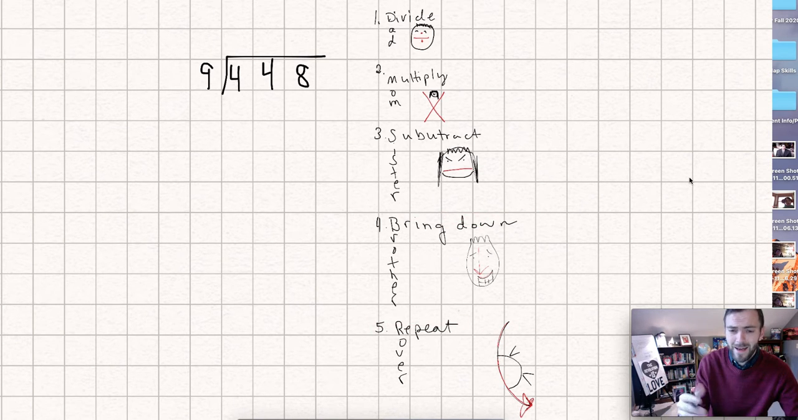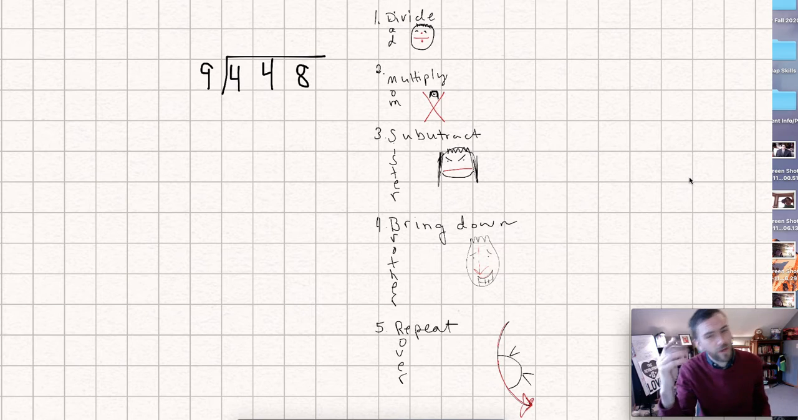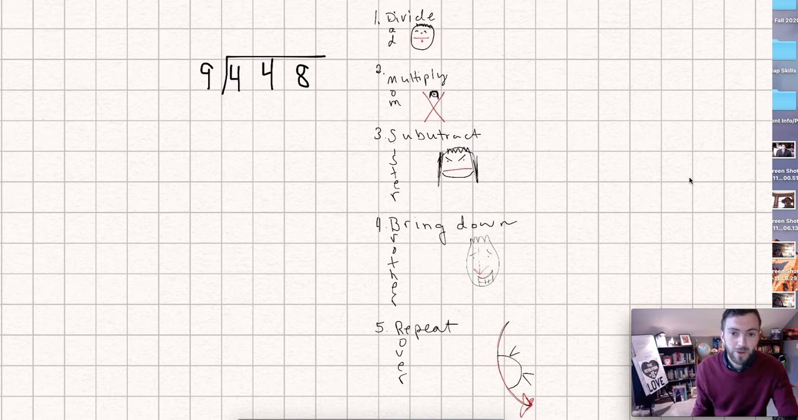I like to add, I have this division family: dad, mom, sister, brother, Rover the dog. When I'm trying to remember the steps, I can just remember there's this family, and it really does kind of help me. Dad is divide, mom is multiply. If you want to add those, you can. If you want to add the drawings, you can. I think they're fun, but you don't have to. But make sure you've got these steps written down somewhere. If you already wrote them down, that's great.